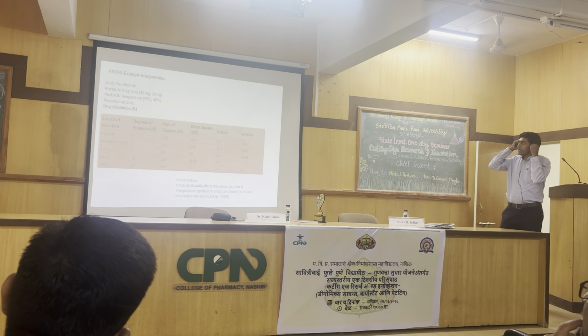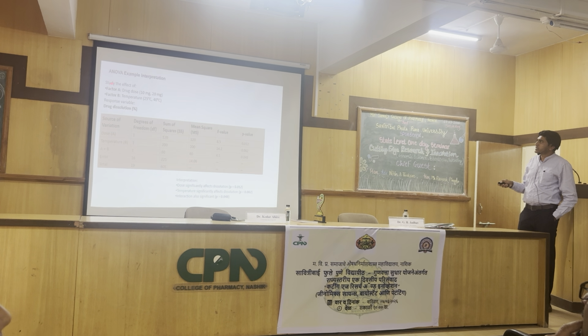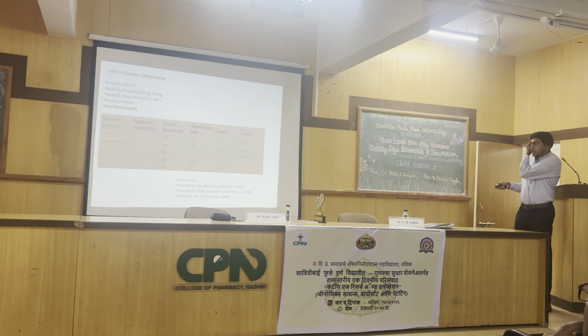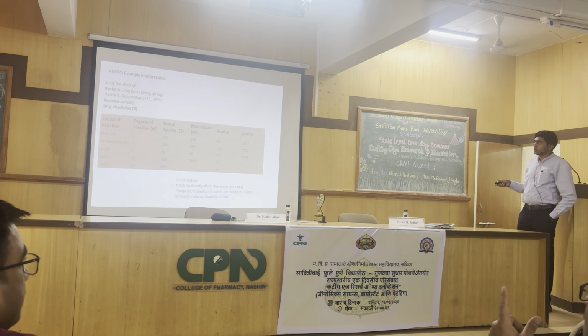So interpretation, for example, this is the study: the effect of drug dose and temperature. There are two doses and two temperatures, and the response variable is drug dissolution, and these are the p values. You can check here that dose significantly affects the dissolution. That is, the p value is 0.01.